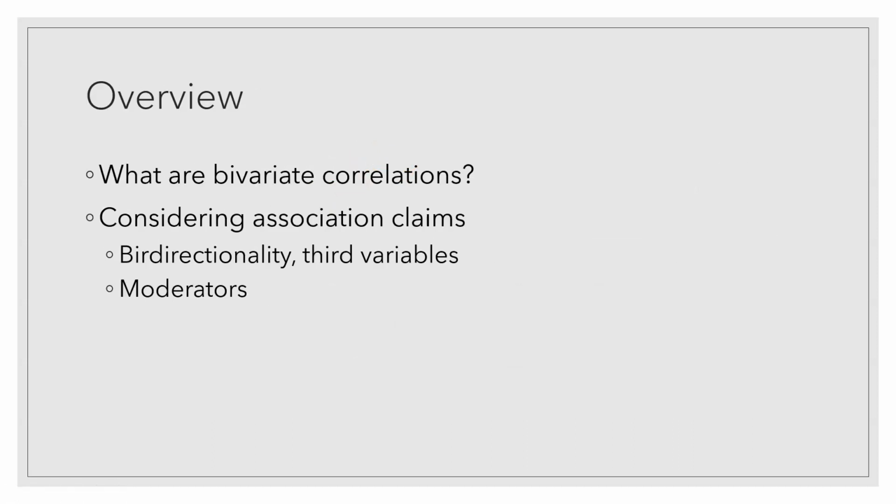So here's what we're going to talk about today. We're going to talk about what bivariate correlations are, and we're going to talk about how to consider association claims, including things like the bidirectionality problem, the third variable problem, and also we're going to talk about moderating variables, things that can affect what kind of correlation we get.